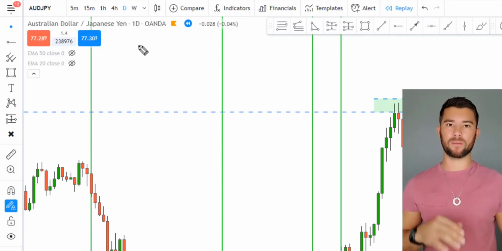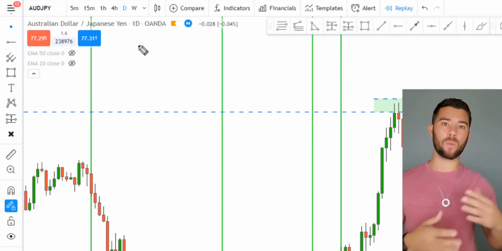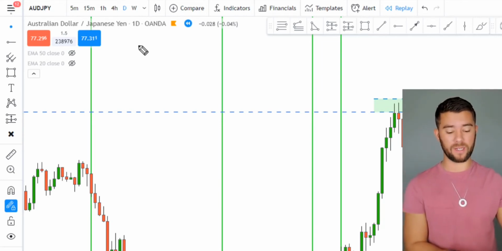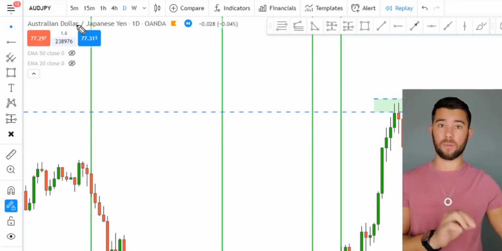What you want to remember when doing top-down analysis is you never want to go up past 2 time frames. Example of this, and I'll start from the lowest time frame.